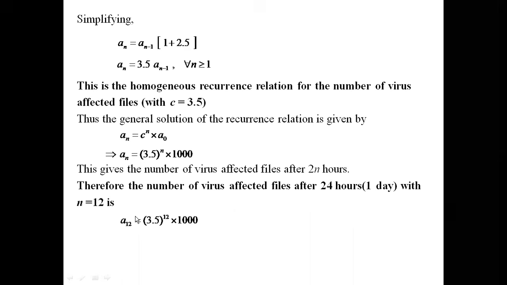So A12 equal to 3.5 whole power 12 into 1000. Simplifying this using a calculator, we obtain 3.379 into 10 power 9 approximately.